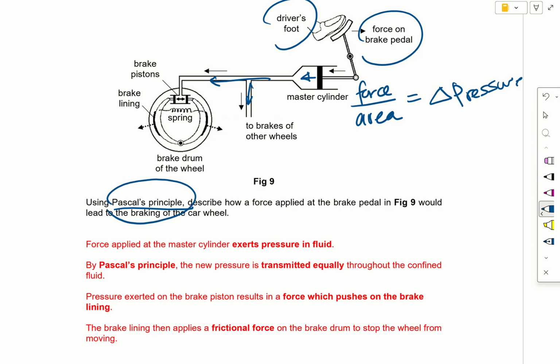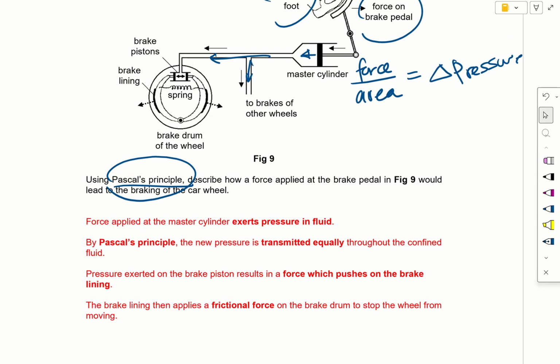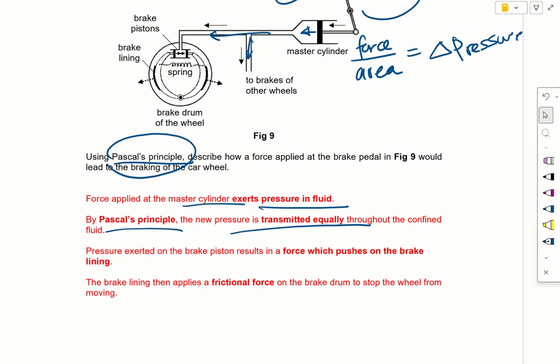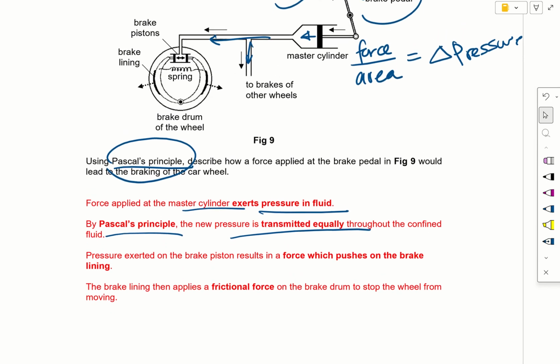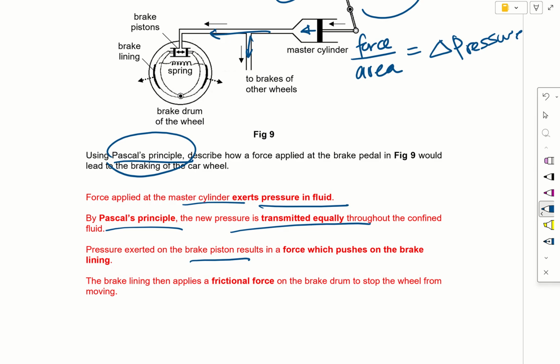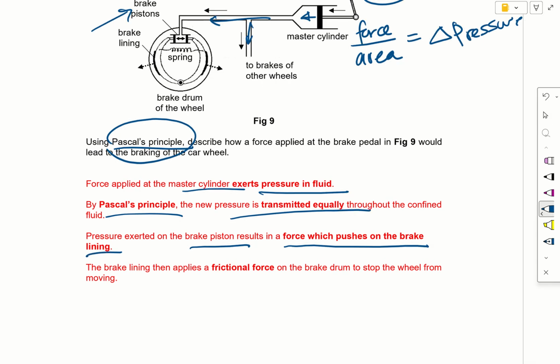Because this is Pascal's principle. The force applied at the master cylinder exerts pressure in the liquid fluid. By Pascal's principle, the new pressure is transmitted equally throughout the confined fluid. Now the pressure exerted on the brake piston, which is over here, will result in a force which pushes on the brake lining, and the brake lining then applies a frictional force on the brake drum to stop the wheel from moving.